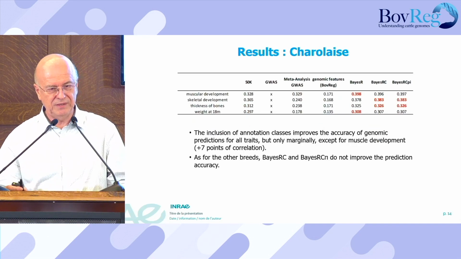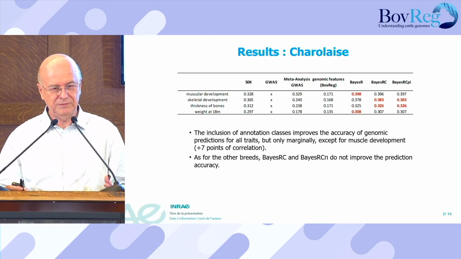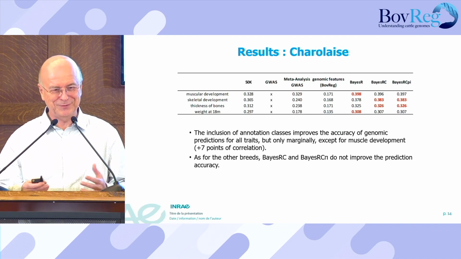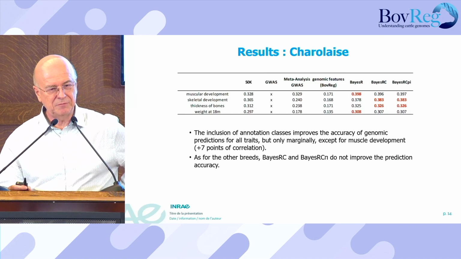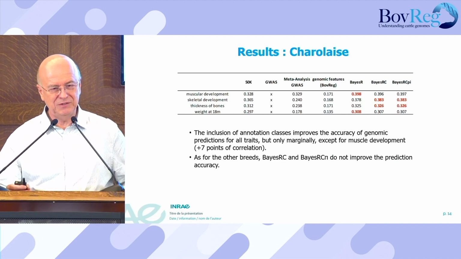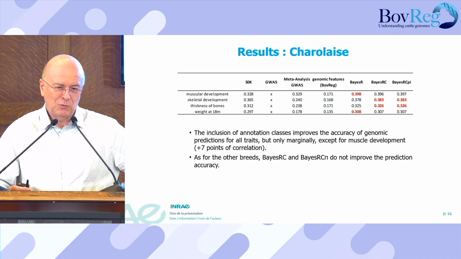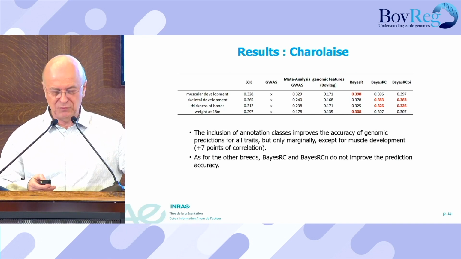In Charolais breeds, we clearly have an improvement considering BiasR, the Bayesian method, instead of the 50K only. And in some cases, we gain up to 7 points. In some situations, there is some gain considering the annotation, and not really a gain in considering multiple annotations.